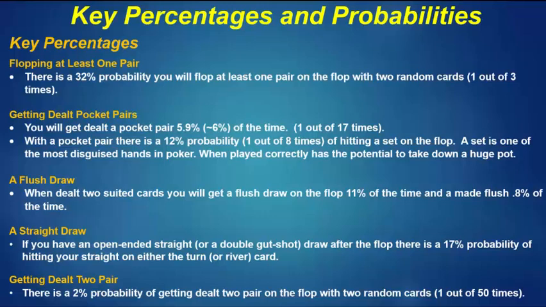Getting dealt two pair. There is a 2% probability of getting dealt two pair on the flop with two random cards, 1 out of 50 times. If you have two pair on the flop, there is a 9% probability you will get a boat on the turn or river card. There is a 16% probability that you will get a boat if you will see both the turn and river cards.